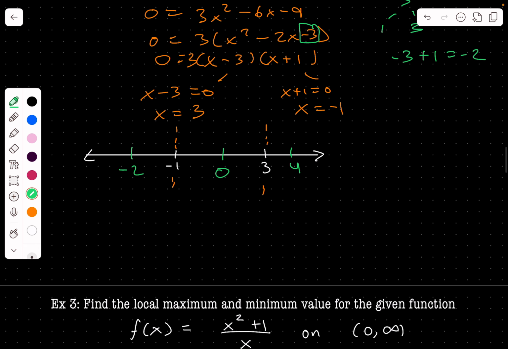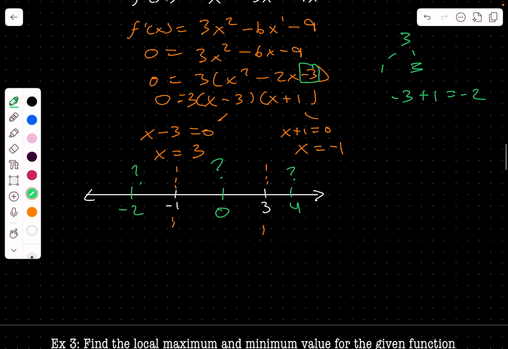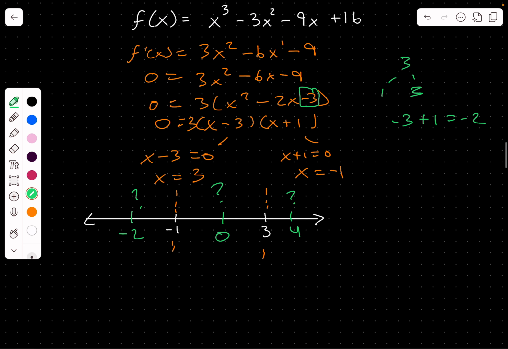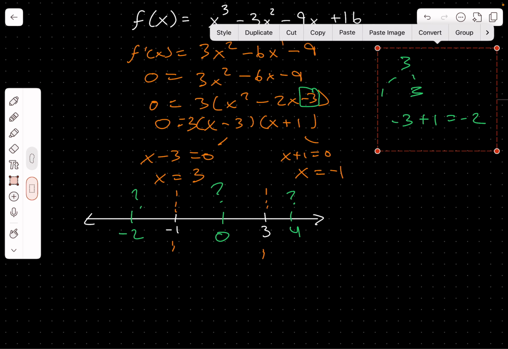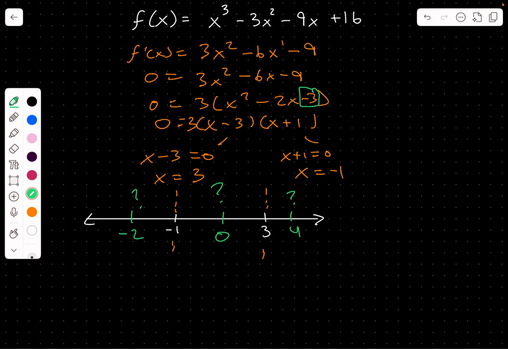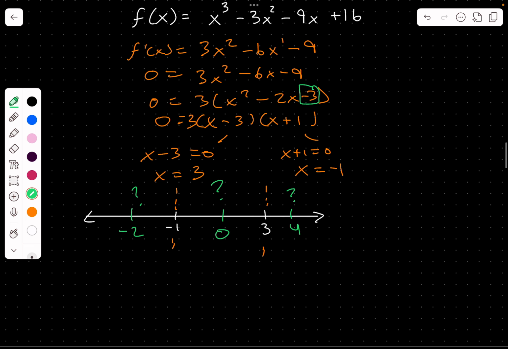Now we must figure out what these signs are, because that's going to tell us if negative 1 is a max or a min, and if 3 is a max or a min, right? Now we're going to plug these 3 values into our first derivative, because it's called the first derivative test. Very good.